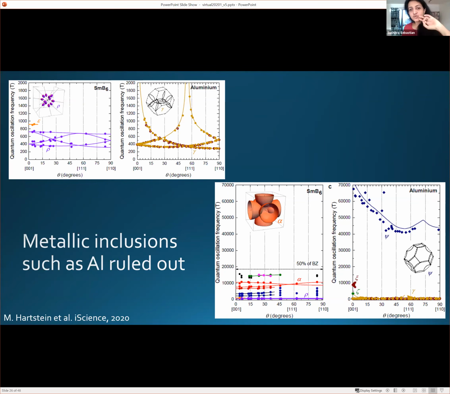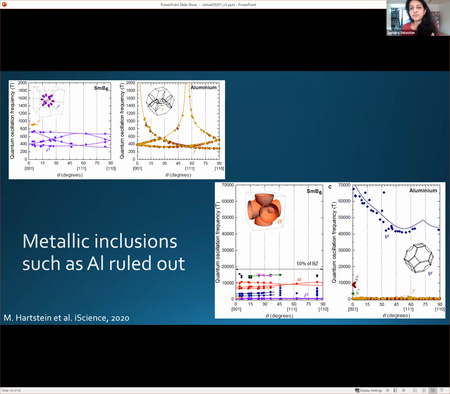So what we focus on is, the low frequencies are similar, but when you go up to high frequencies, you can see that in the samarium hexaboride, we start seeing a rich spectrum of frequencies, all the way up to 15 kilotesla, which are not expected in aluminium. Instead, in aluminium, you expect a large breakdown orbit of several tens of thousands, like 60,000 Tesla, which we don't see in the samarium hexaboride. So looking at the overall spectrum, then it's really clear that these do not correspond to aluminium.